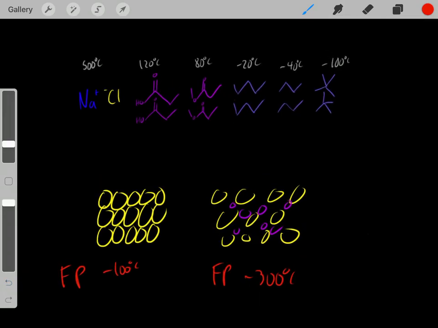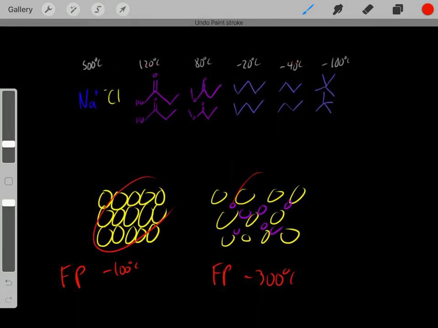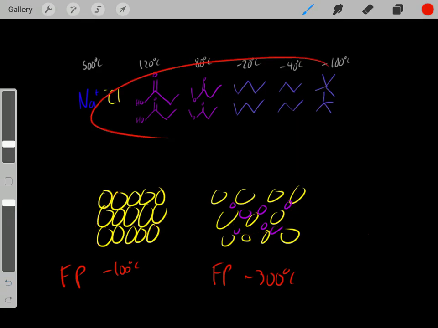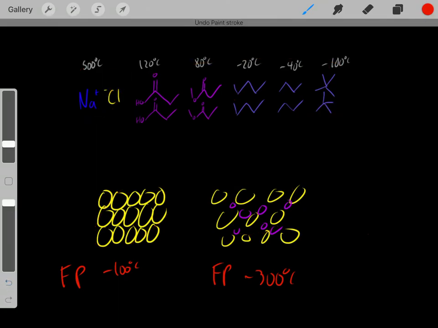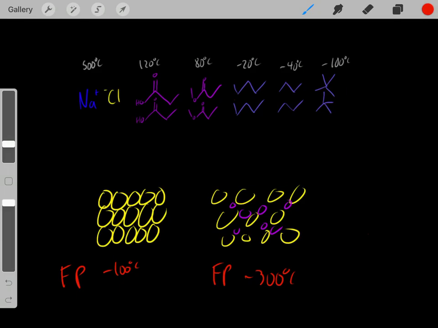But again, the key point is that melting points and boiling points are usually related to polarities. The more polar, the higher the melting and freezing point, and so on.